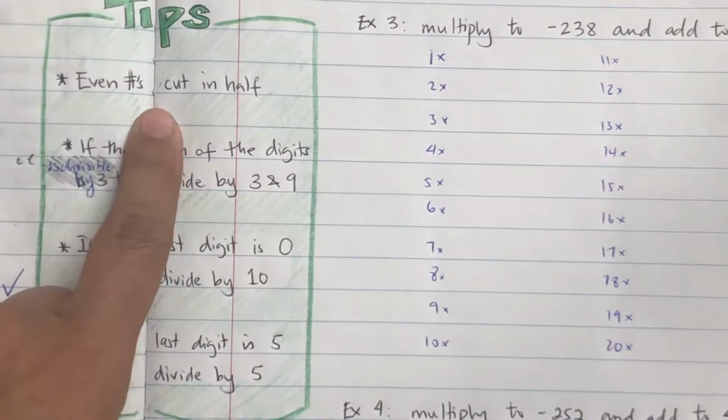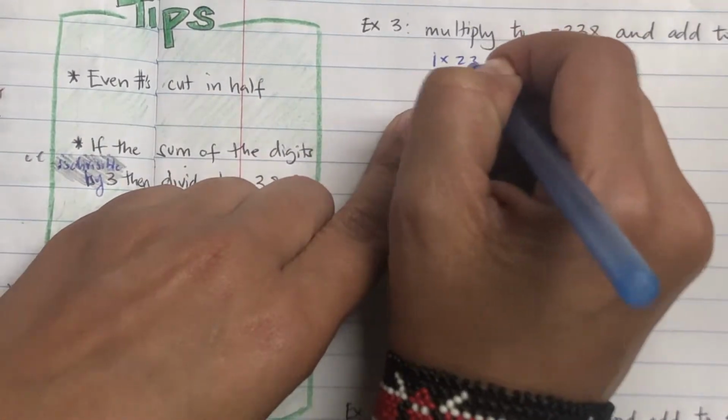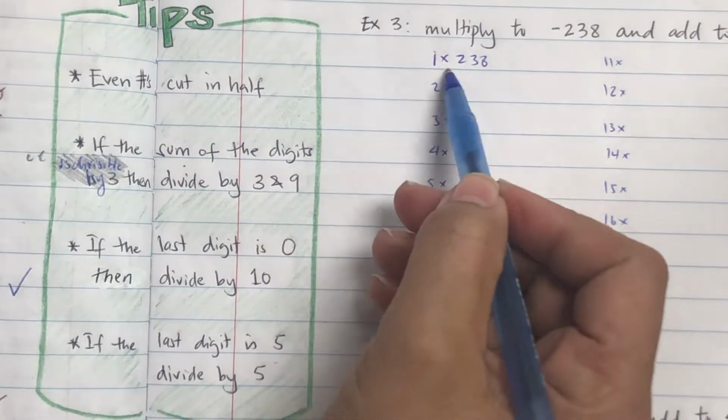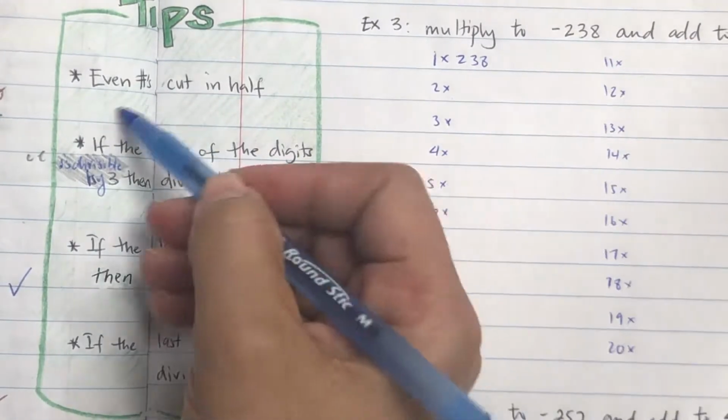So if it is even, you can cut it in half. So I know that 1 times 238 will give me that. Are these two numbers close to giving me 3? No. So I'm going to do 2 because it is even. I am going to cut it in half.